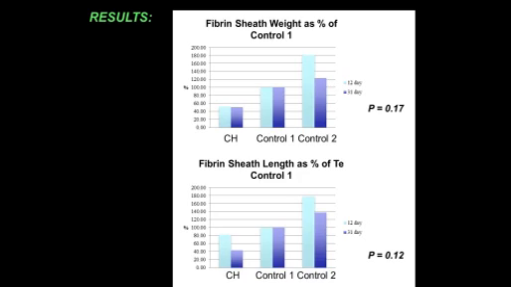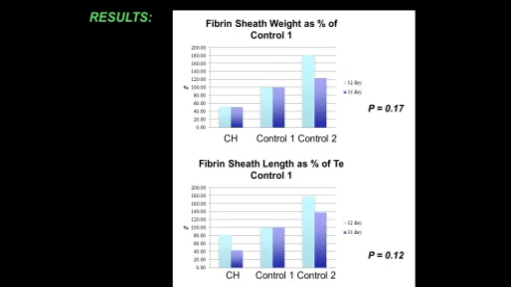Here are the results. If you look at the control, and we consider the control or uncoated to be at 100% and compare the other 2 catheters to the control, you see that there was about a 50% reduction in fibrin sheath weight in the chlorhexidine coating, with a somewhat dramatic increase, at least at 12 days, in the control 2 catheter.